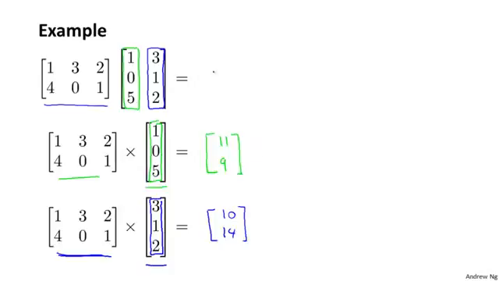Then I'm just going to take these two results and put them together, and that'll be my answer. The outcome of this product is going to be a 2 by 2 matrix, and the way I'm going to fill it in is by taking my elements 11, 9 and plugging them here, and taking 10, 14 and plugging them into the second column. Okay, so that was the mechanics of how to multiply a matrix by another matrix. You basically look at the second matrix one column at a time, and then you assemble the answers.